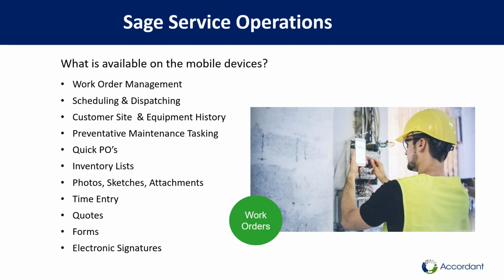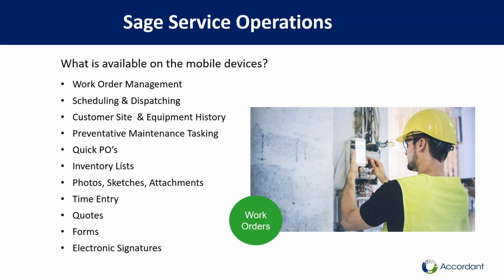So by this list, you can see we have a lot of capabilities today in SSO, from managing work orders, scheduling and dispatching, though that is in Sage 100 and 300. Most of our clients that have moved to adding SSO as a product have moved their scheduling and dispatching out to the web. Customers, or technicians, or anyone can look at customer site and equipment history. Obviously, we have a preventive maintenance capability.